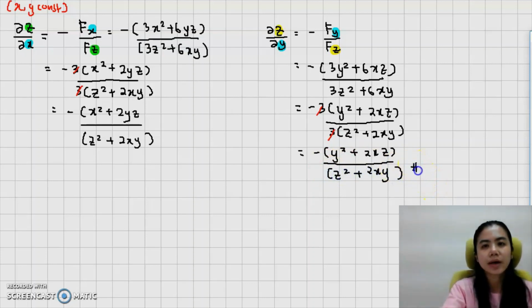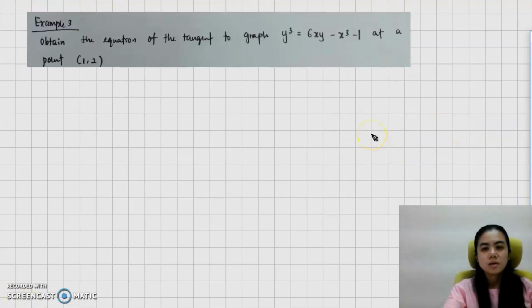Alright, so that is the answer for example 2. Let's just look at the example on the implicit. That is a bit related to our Calculus 1. Again, you have an equation, so you're going to use the implicit differentiation that you have done just now, and we have to find the equation of the tangent.